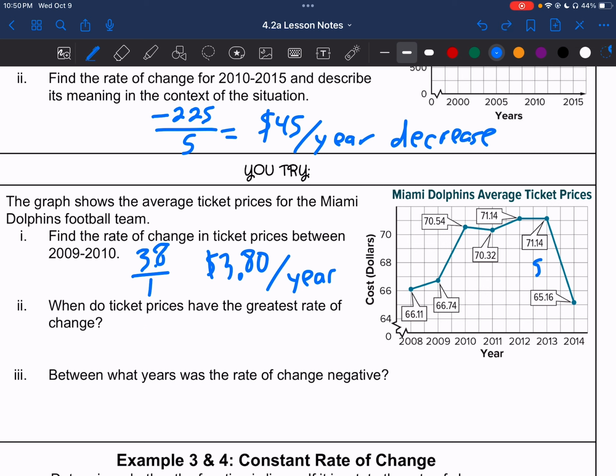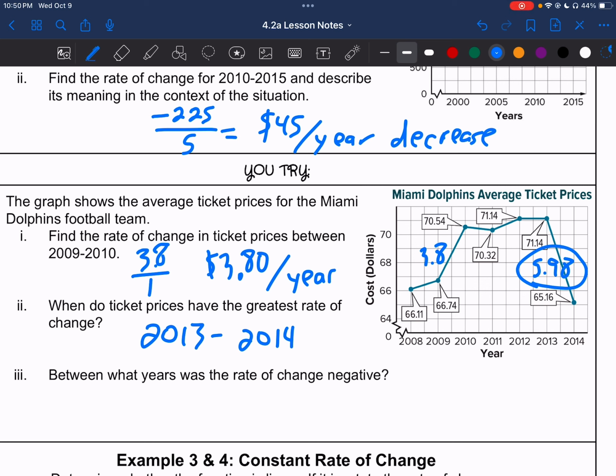So ticket prices are going to have the greatest difference. So that's 5.98, and this was 3.8. So this is a much larger difference. So when do ticket prices have the greatest rate of change? It's going to be from 2013 to 2014. This time period represents the greatest rate of change in the ticket prices for the Miami Dolphins.